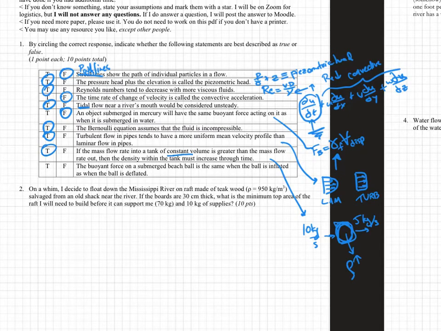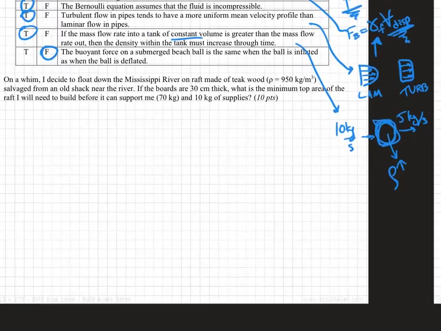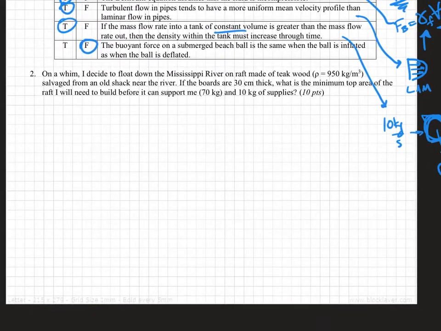Okay, and then the last one: the buoyant force on a submerged beach ball is the same when the ball is inflated as when the ball is deflated. That goes back to this equation right here, the volume displaced. If you increase the volume displaced, you're going to increase the buoyant force. And anybody who's submerged a beach ball in a pool knows that when it's inflated, it has quite a buoyant force. So this one surprised me that we had some issues on this one.